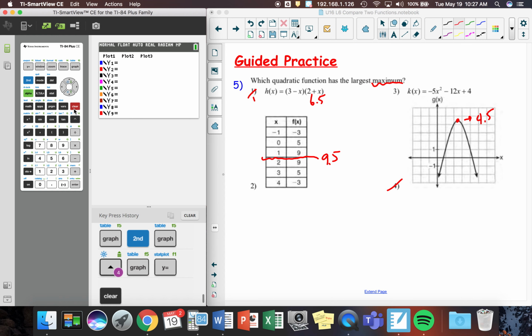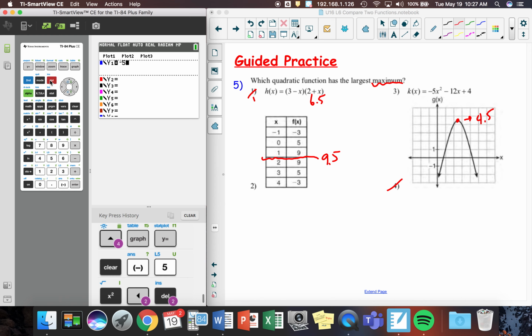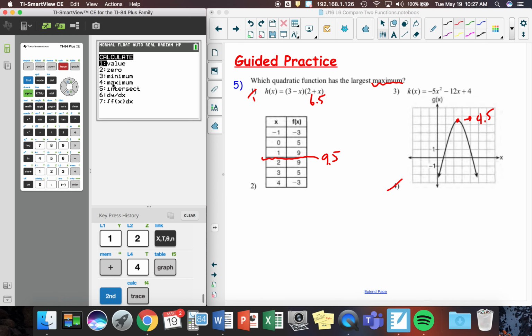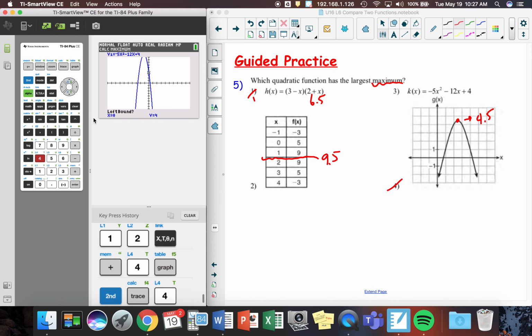Go to y equals and then clear everything out. -5x squared minus 12x plus 4. Okay, press graph. Ooh, that one goes up pretty high. Now, there's something cool that you can do. There's also a calculate button where it can calculate the maximum for you. I'm going to show you guys how to use that, but then I'm just going to look at the table afterwards. So the maximum, we're going to press 4.